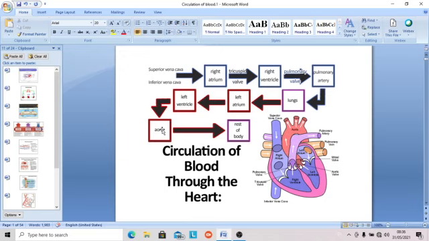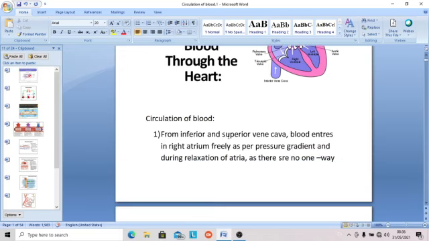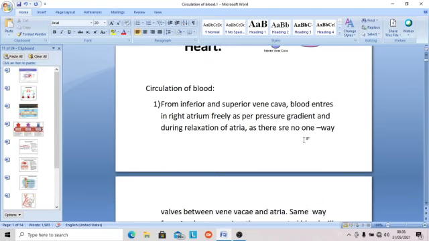You can see the same thing is written here. From the inferior and superior vena cava, blood enters the right atrium freely as per the pressure gradient during the relaxation of the atria. There are no one-way valves over here.